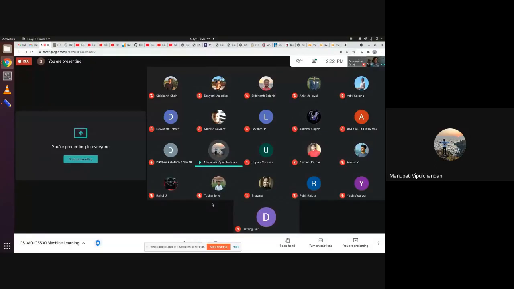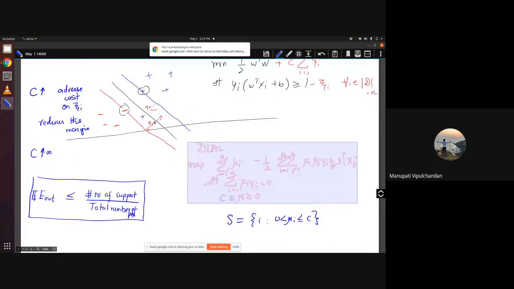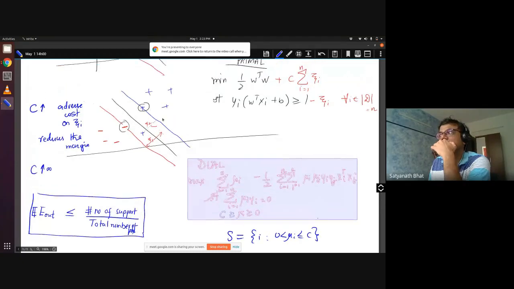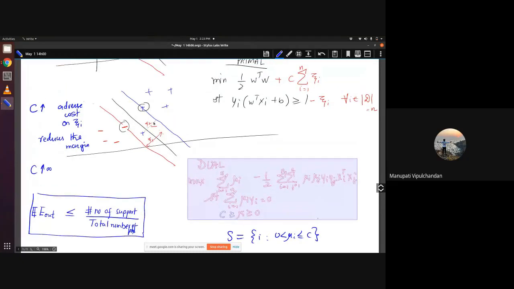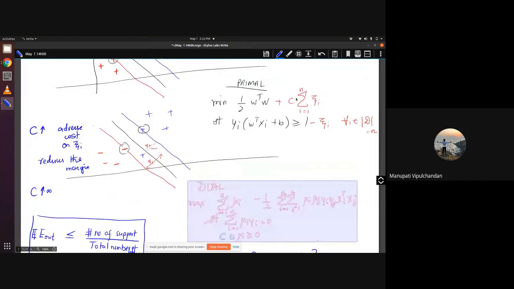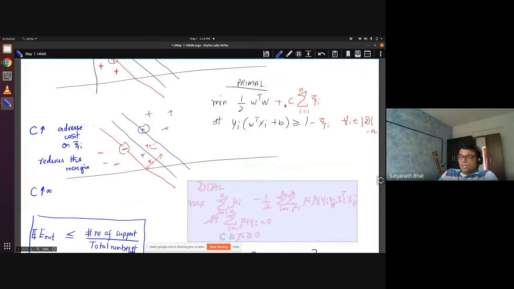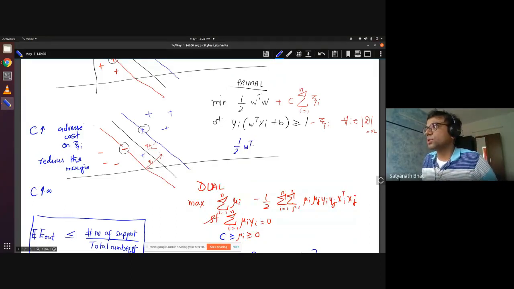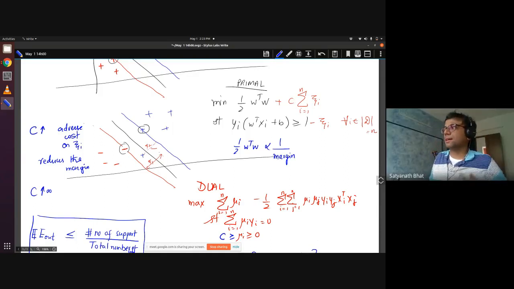Sir, xis are the distance between the path, no, sir? If you decrease C, then how is the distance increasing? Okay, so here, this is Vipul, this component 1/2 W transpose W is proportional to 1/margin. Is that okay? Okay, sir. When you increase it, I think it's okay now, right? Yes, sir. Okay.